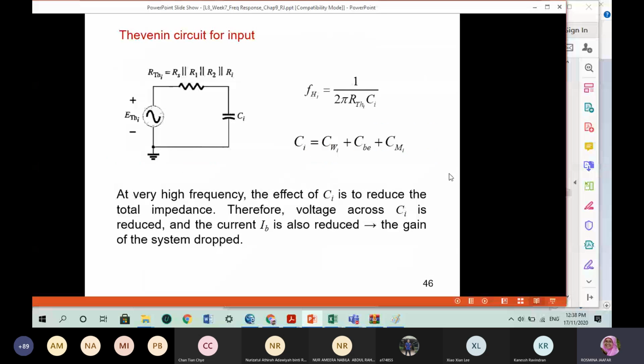And from the Thevenin circuit, at very high frequency, the effect of CI is to reduce the total impedance. Therefore, the voltage across CI is reduced and the current IB is also reduced, and the gain of the system will drop. So at high frequency you have less gain, attenuated.